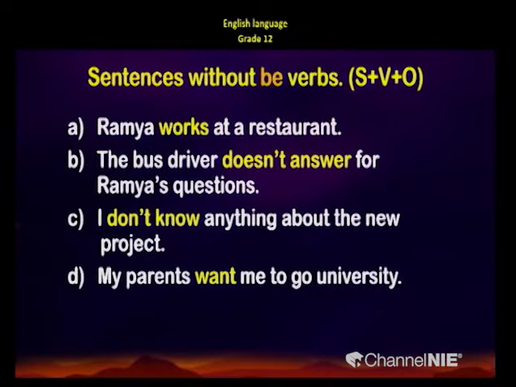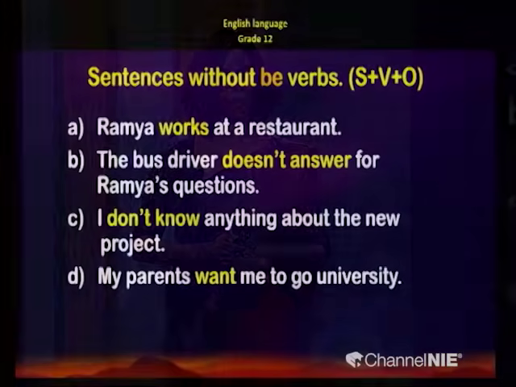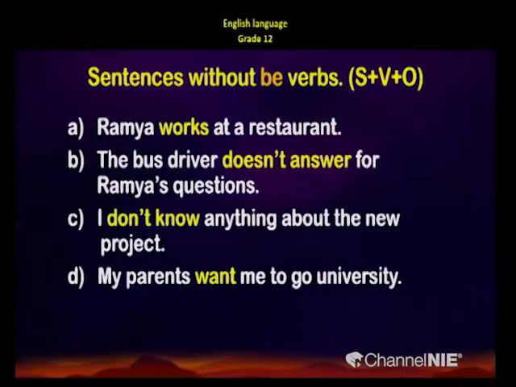Ramya works at a restaurant. The bus driver doesn't answer Ramya's questions. I don't know anything about the new project. My parents want me to go to university. In these sentences, the first one has a positive verb, the second one a negative verb, the third one is also negative, and the fourth one again positive. I will be helping you learn how to form these positive and negative verbs in your sentences.